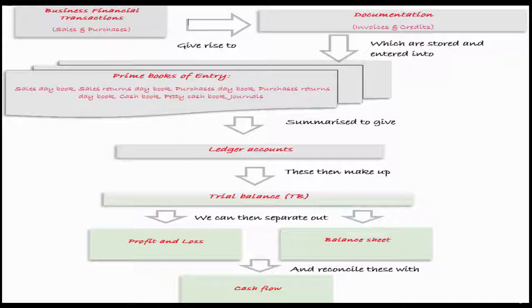As I mentioned, it's the role of the bookkeeper to bring the financial transactions and documentation up to the ledger account stage, at which stage an accountant will then take over and will prepare a trial balance and will prepare the profit and loss, the balance sheet, and the cash flow statement.